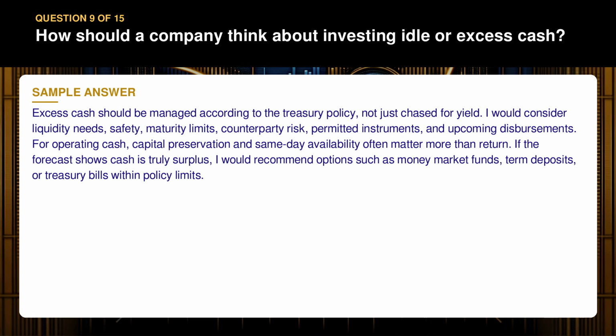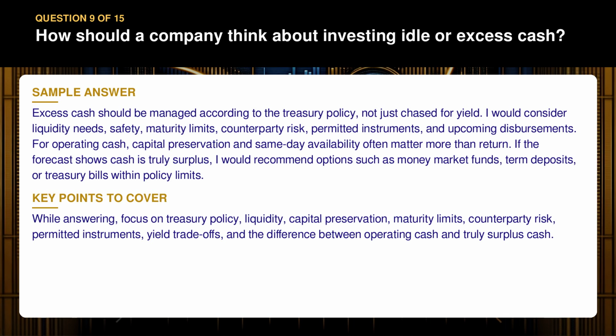If the forecast shows cash is truly surplus, I would recommend options such as money market funds, term deposits, or Treasury bills within policy limits. While answering, focus on Treasury policy, liquidity, capital preservation, maturity limits, counterparty risk, permitted instruments, yield trade-offs, and the difference between operating cash and truly surplus cash.